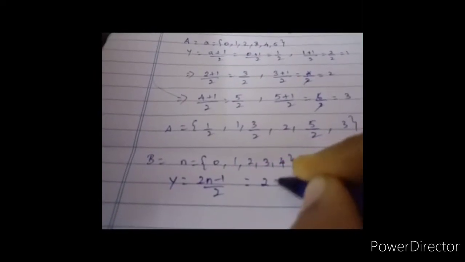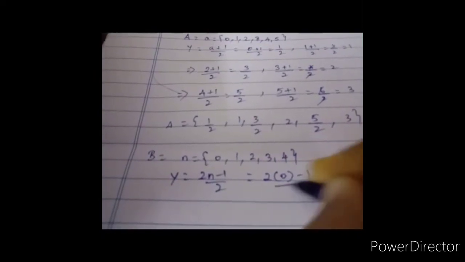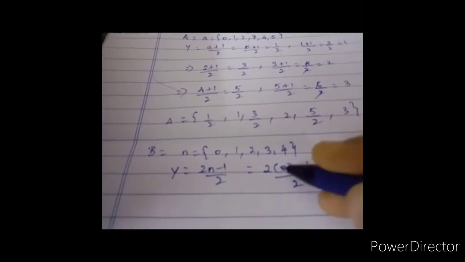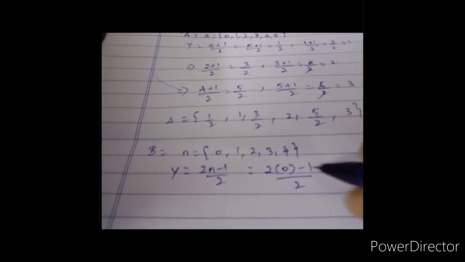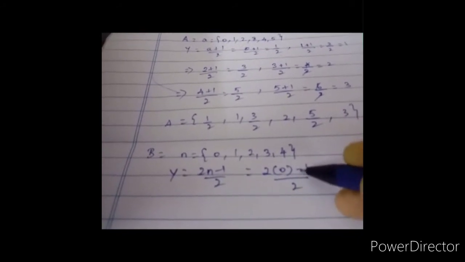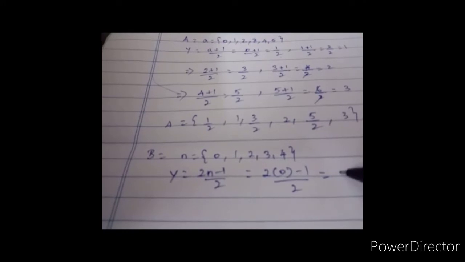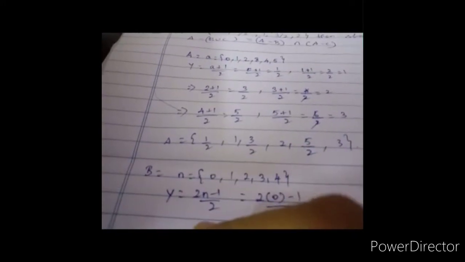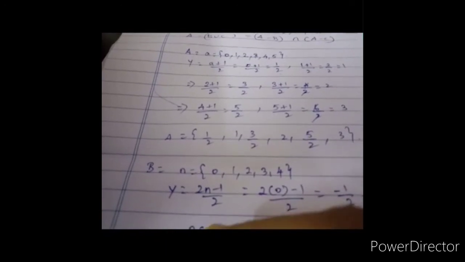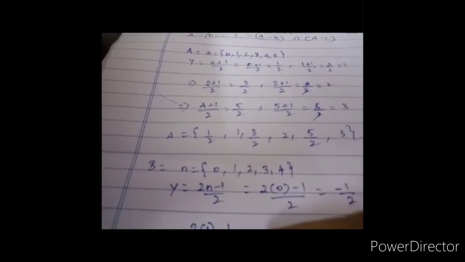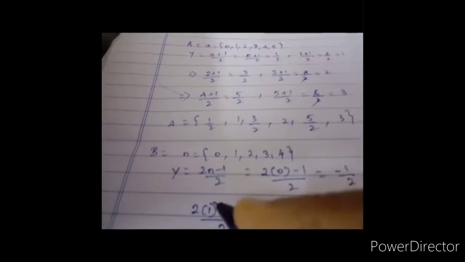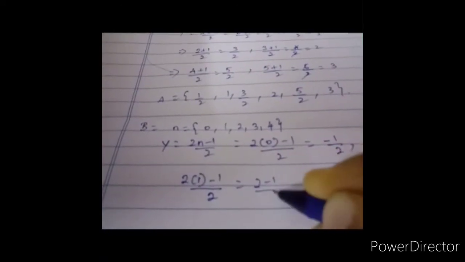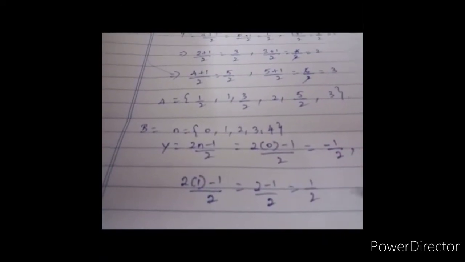Then y is equal to (2n - 1)/2. Here in the place of n, substitute the values. So 2 into 0 is 0, 0 minus 1 is -1/2. Then 2 into 1 minus 1 by 2, which is equal to 2 minus 1 by 2, is equal to 1/2.